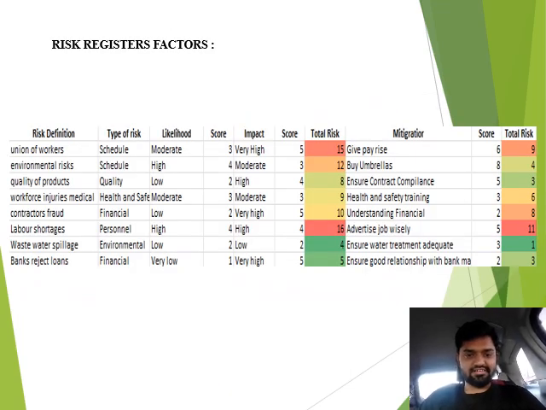Next is risk register factors. Also, when we carry out any project, risk is the most important aspect, the most important parameter which we are going to consider in the successful completion of any project, or even after completion. Some of the risks involved are union of workers, environmental risk, quality of products, workforce injuries, medical. These are some of the risk register items which need to be seen, which need to be minimized, implemented and prevented.